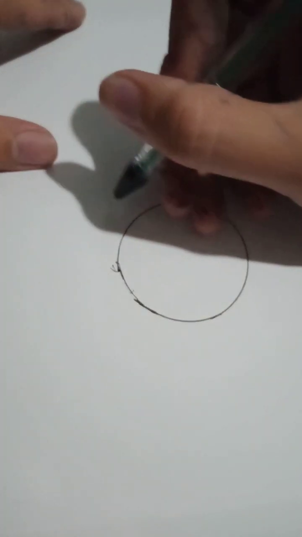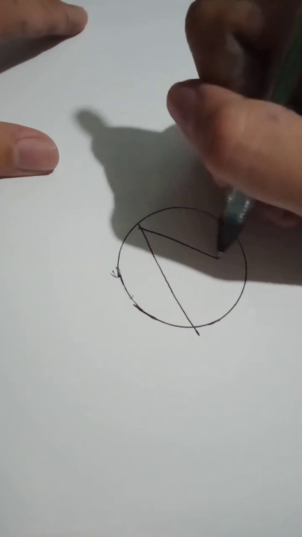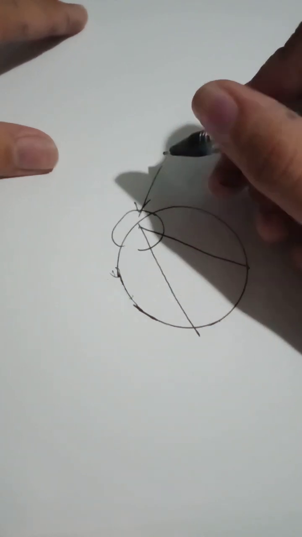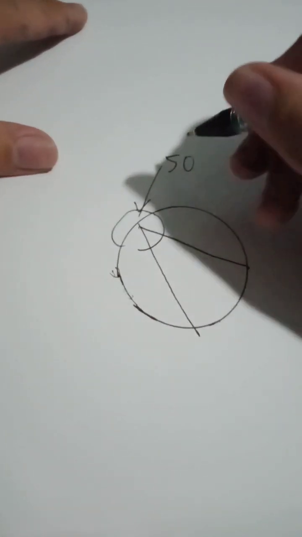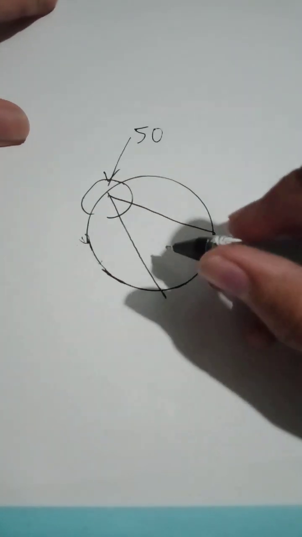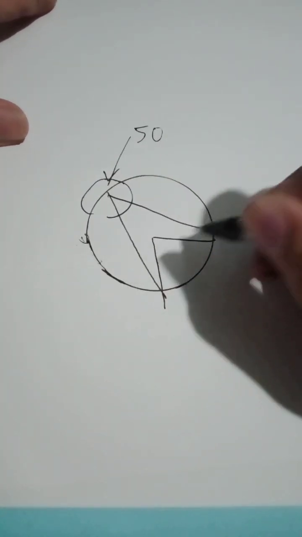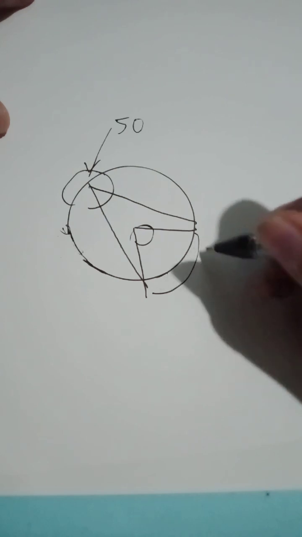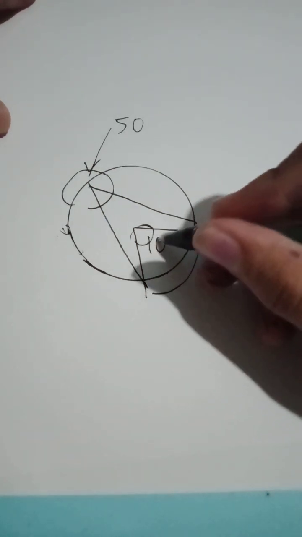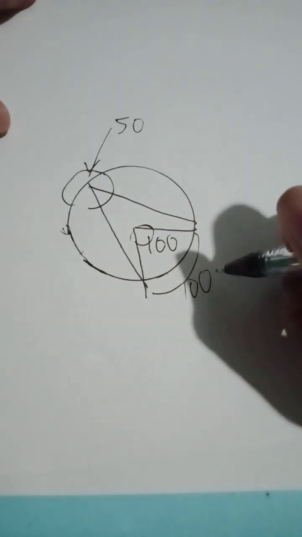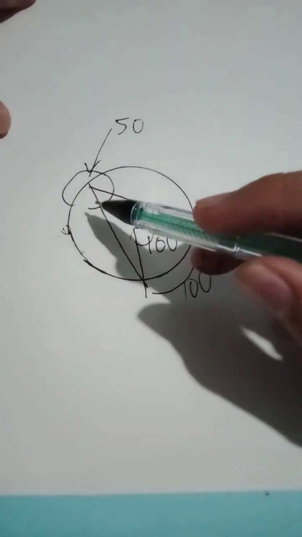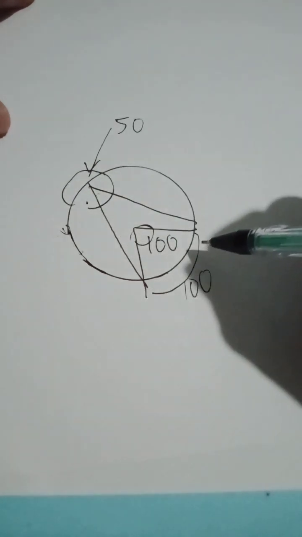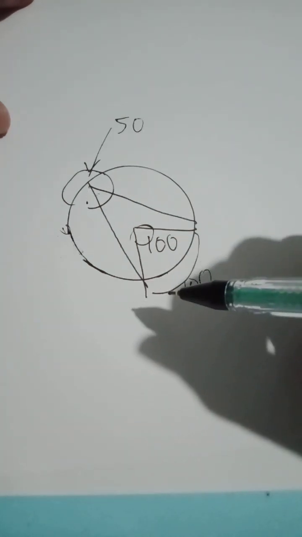Like, if the size of these is 50 in this, what would be the size of this and this? Exactly this, both of them would also be 100 and 100, because the inscribed angle is equal to half of the central angle and intercepted arc.